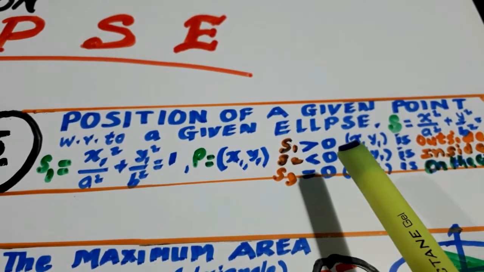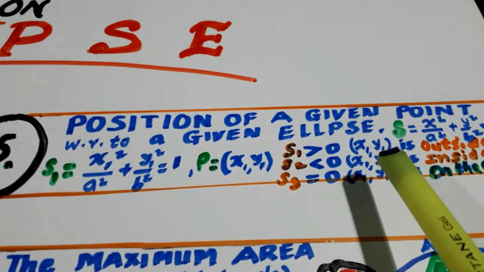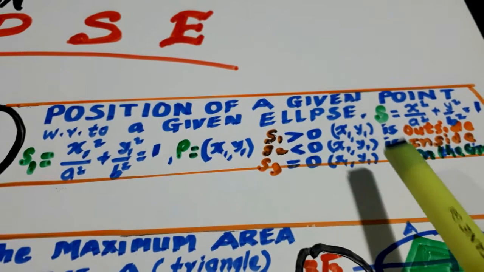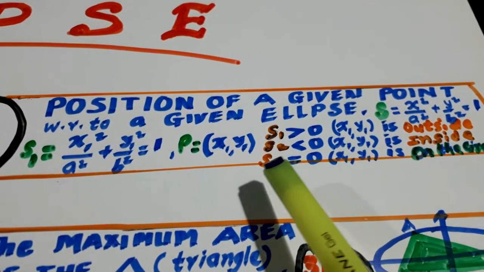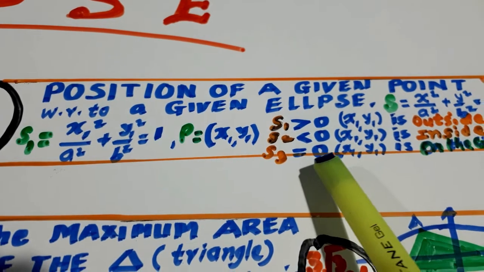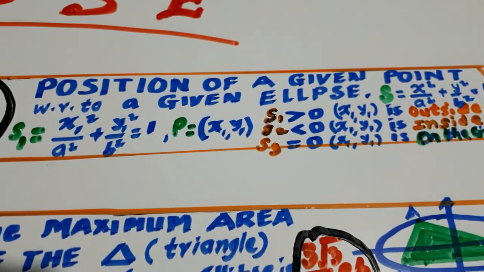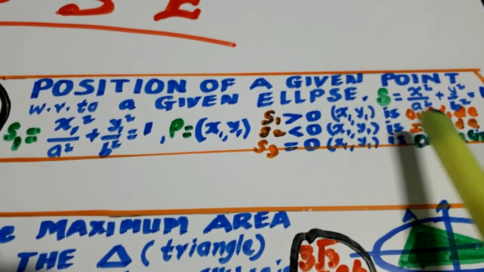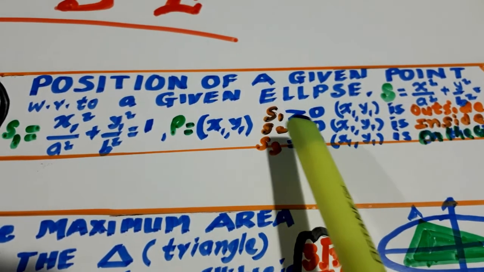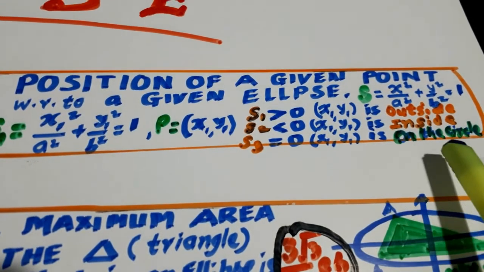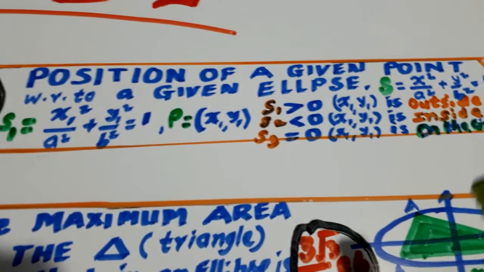S1 is greater than 0 when the point is outside. S1 is less than 0 when the point is inside. S1 is equal to 0 when it is on the ellipse.